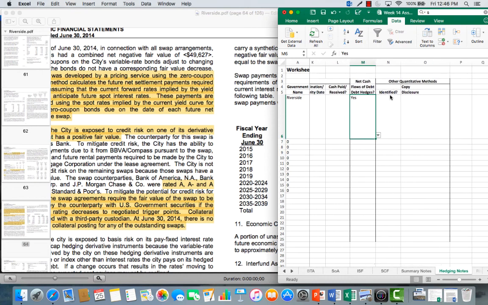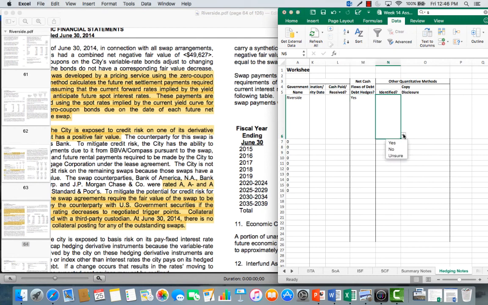Statement 53, as you know, lays out 3 quantitative methods for determining whether a hedge is effective or not. But it also allows governments to use a different quantitative method, that is, if they find one that is every bit as good. The board didn't want to rule out the possibility that there might be a 4th or 5th or 6th acceptable way of assessing effectiveness. But what they do require is that if a government uses a method other than those three, it has to disclose what it did.